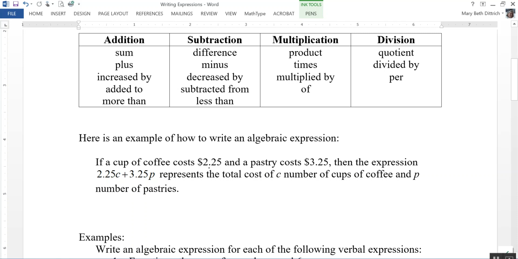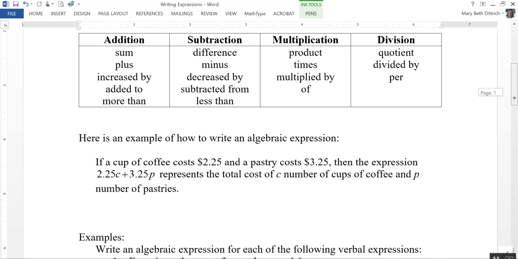Here's what that means. Each cup of coffee is $2.25. If I buy c number of cups, let's say I buy 3 cups, I would multiply 3 times $2.25. But I don't know that; c is my variable because I don't know how many cups of coffee I'm buying. But I know that each cup of coffee is going to be $2.25. So the total cost for the coffee that I'm buying is $2.25 times c. Same thing for p in the pastry. A pastry is $3.25. If I'm buying p number of pastries, I multiply $3.25 times p. And then when I add those two together, that gives me the total cost of my coffee and pastry order.